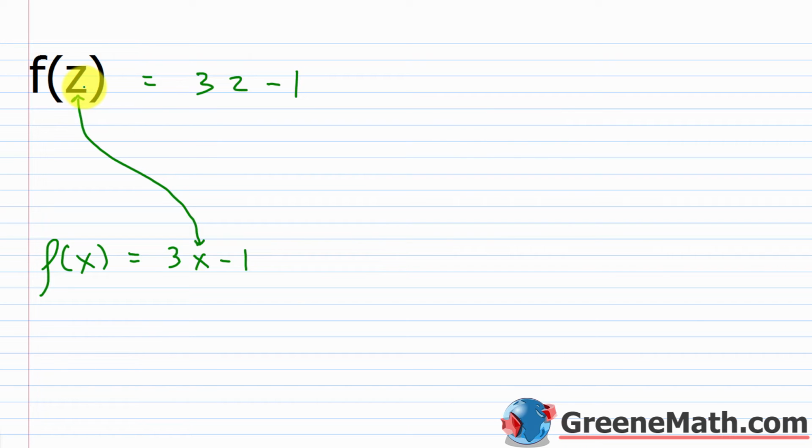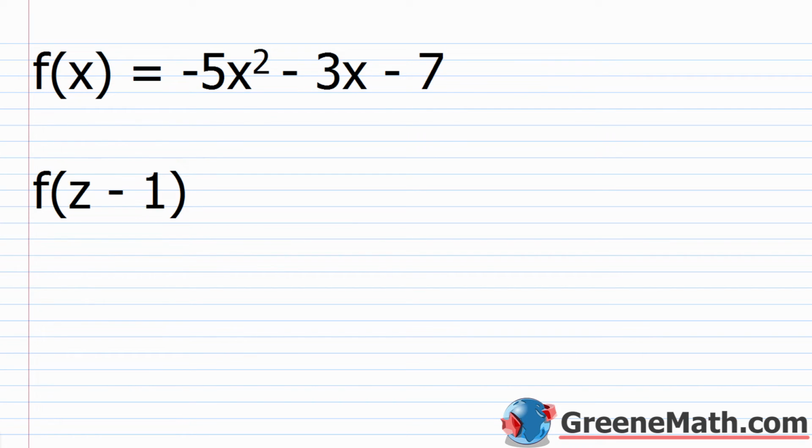So the value of this function when x is z is 3z minus 1. That's it. I just swapped the x with the z. All right, let's take a look at another one now. So we have f of x is equal to negative 5x squared minus 3x minus 7. And I'm given f of z minus 1. So again, I'm just going to take this and plug it in here and here and see what I get.